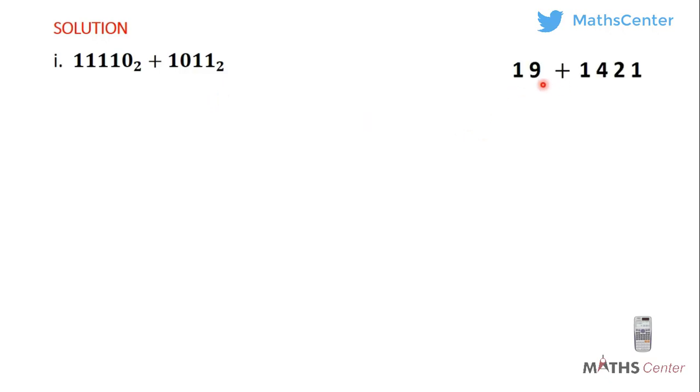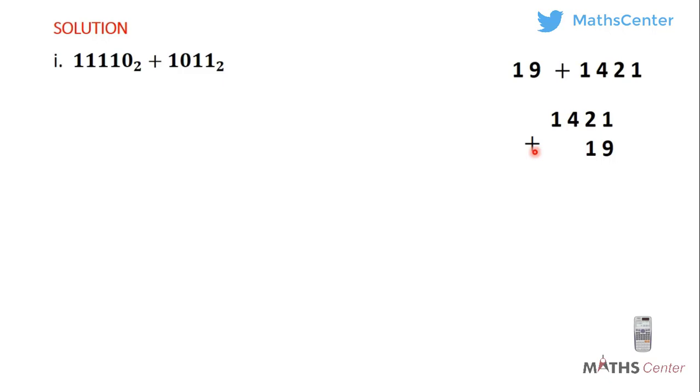Let's say that we are told to add 19 and 1421 in base 10. So we have 19 plus 1421 in base 10. We usually write the one with the highest digit on top. So we write 1421 on top, then we write 19 below, then we will have our addition sign. This is what we usually do.